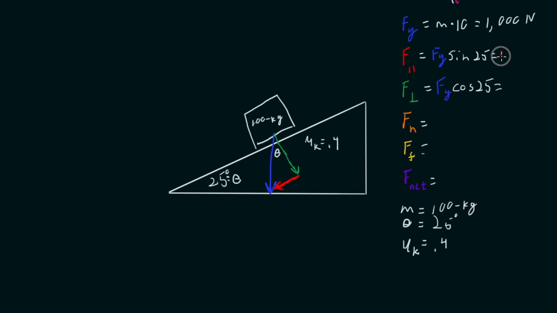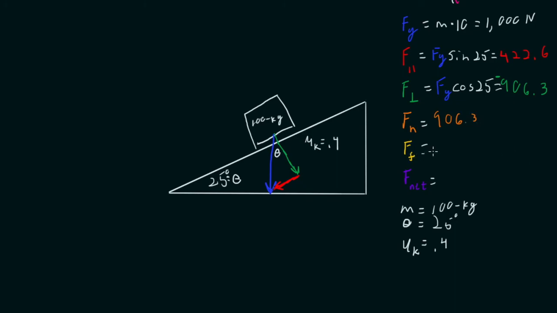So I get 422.6 and 906.3. So now I can find my force normal. That's going to be the opposite of my 906, of my perpendicular force. We're going to find this one as negative. And so my force normal will be a positive 906.3.